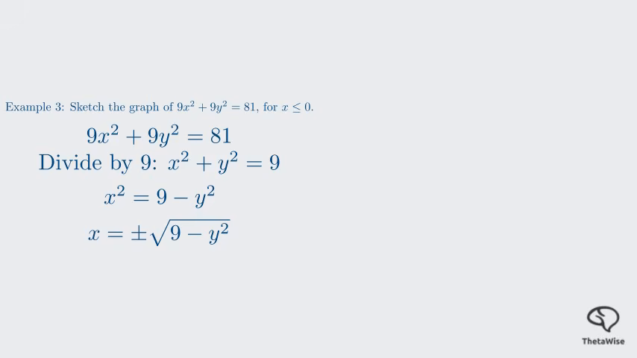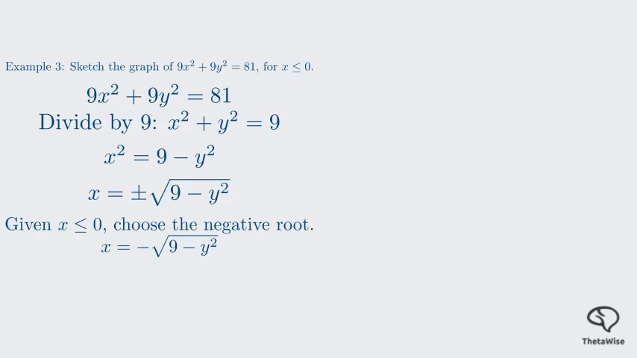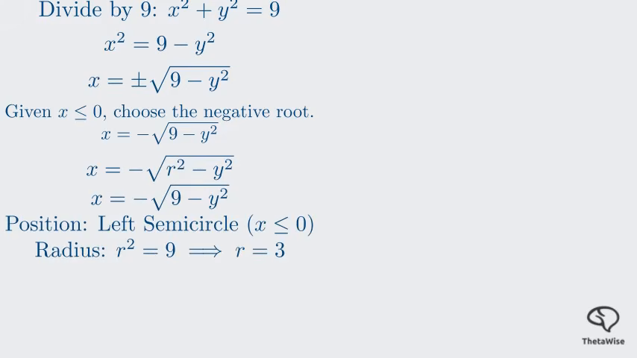The question gives us the condition that x is less than or equal to 0. So, we must choose the negative root. This gives us our final form. x equals negative the square root of 9 minus y squared. This matches our fourth general form. Comparing it to x equals negative the square root of r squared minus y squared, we see that it is a left-facing semicircle, and the radius r is the square root of 9, which is 3.